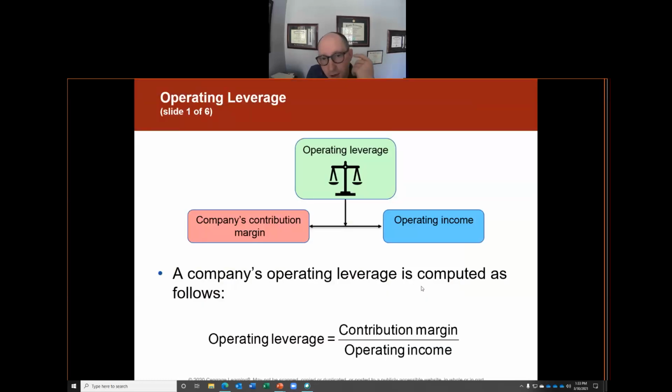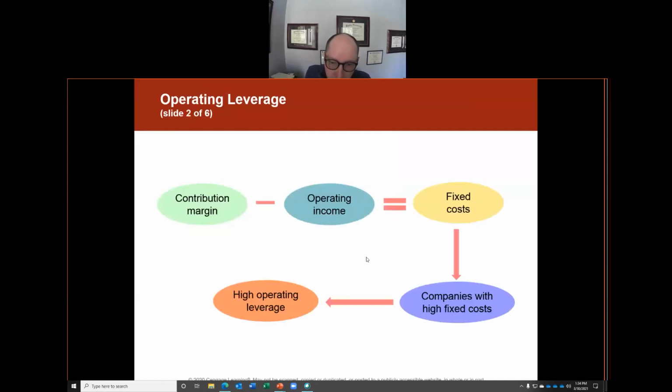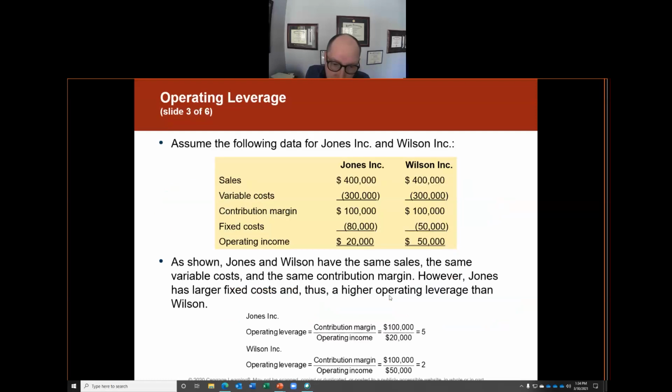Last concept to understand is called operating leverage. Operating leverage provides a company with what we call leverage. This is where our contribution margin and our operating income factor into leverage. Contribution margin divided by operating income. Contribution margin, as you know, is sales minus variable cost. The higher the leverage, the better. Contribution margin minus operating income equals fixed cost. Companies with higher fixed costs are said to have higher operating leverage.